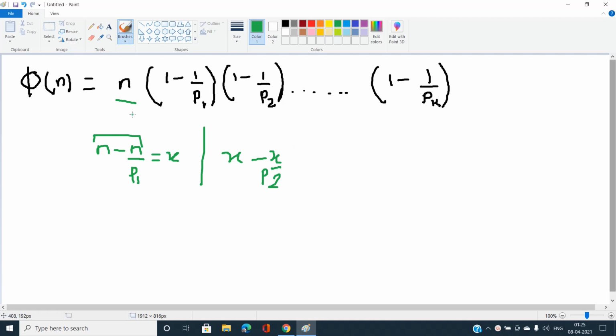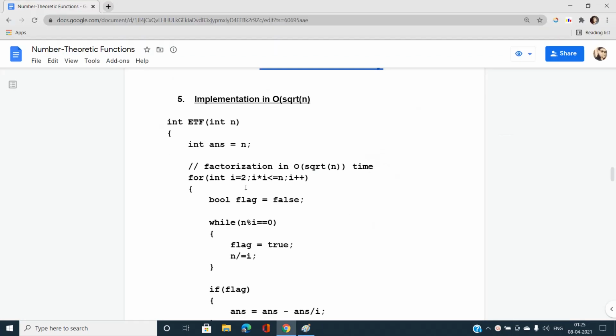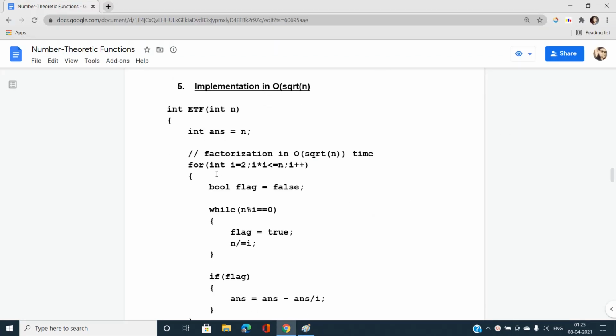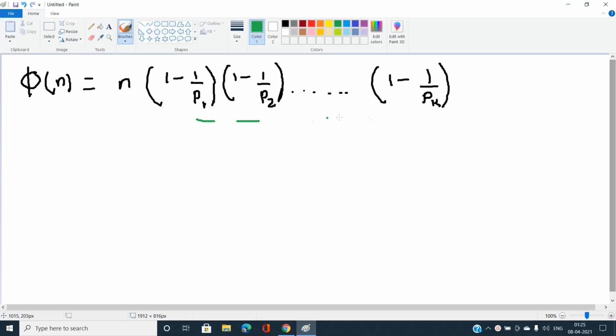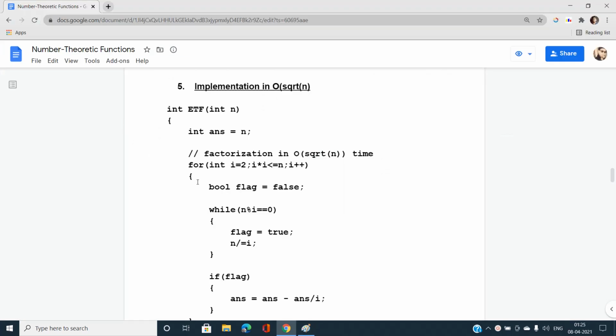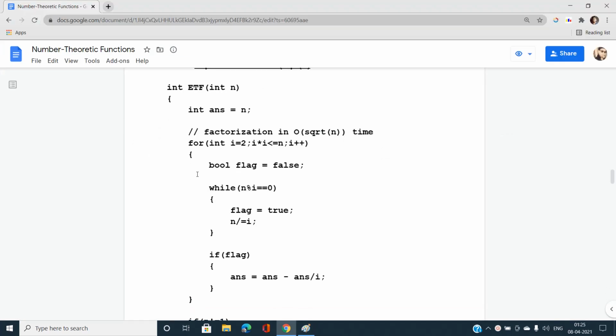So let's move further to find the best implementation. The reason is very simple: I'm going to factorize my number n into its prime factors. Why am I dealing with the prime factors? Again, the reason is very simple. You can see p1, p2 and pk are the prime factors of this number n, so I need to find the prime factors of n so as to calculate n into 1 minus 1 upon p1 into 1 minus 1 upon p2, and it goes up to 1 minus 1 upon pk. So I'm going to prime factorize in O of square root of n time.